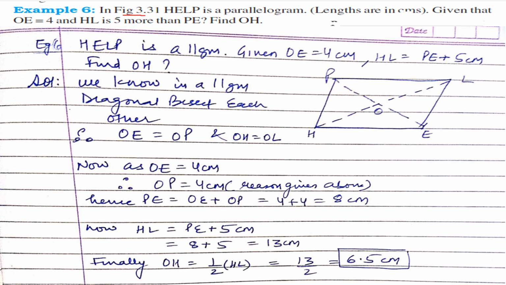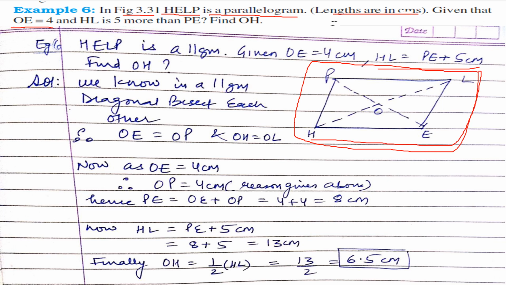In figure 3.31, HELP is a parallelogram. Lengths are in centimeters. Given that OE is equal to 4. So in front of you, this is a parallelogram given, HELP. So the sequence is correct. Second thing, they are telling you OE is equal to 4. This OE, this much, is how much? 4 centimeter.